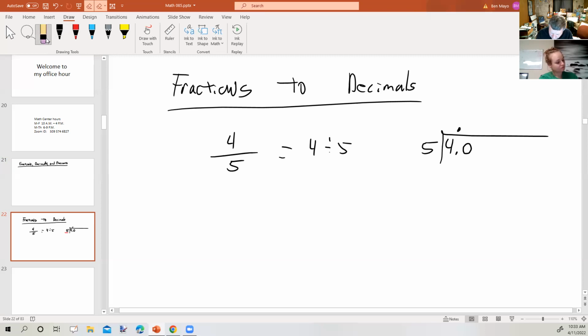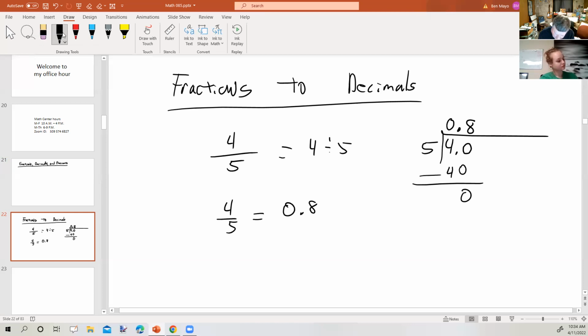Okay. So 4 divided by 5. 5 doesn't go into 4. Well, we'll say it goes in 0 times. 5 goes into 40. How many times? 8. And 5 times 8 is 40. And we subtract, we get 0. So this is an exact answer. So 4/5 equals 0.8 as a decimal number. Any questions about that particular example?